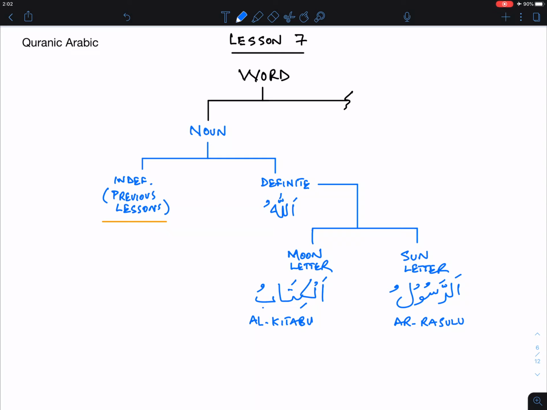And the same, when it comes to moon letters, it's al-kitabu, because the place of pronunciation in the mouth is different, therefore it's easier to pronounce. That's really a matter of reading, not so much dealing with the grammar of it per se, but it's a discussion related to the definite noun. Therefore, I brought it here.